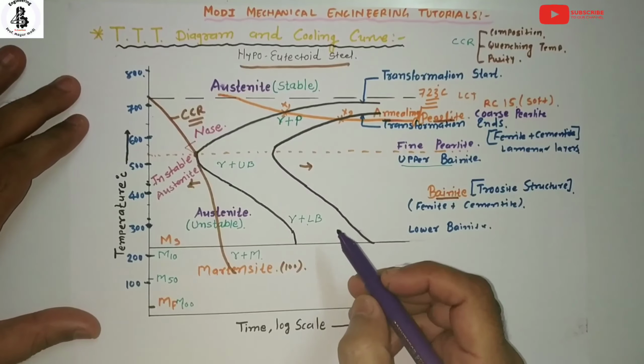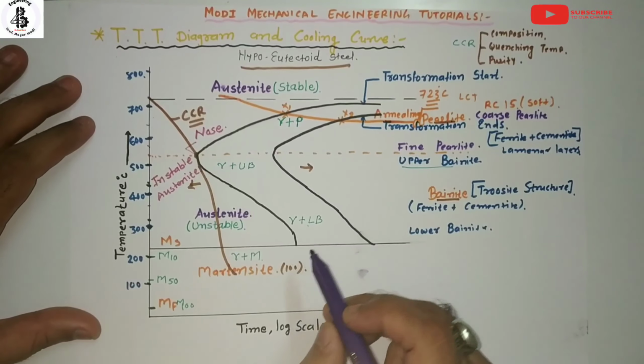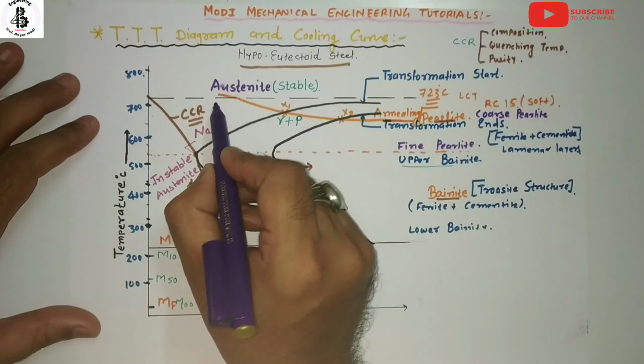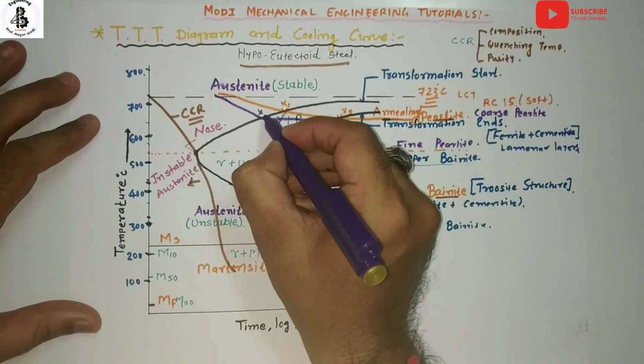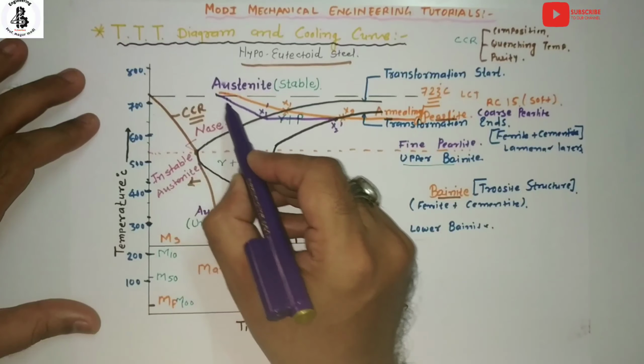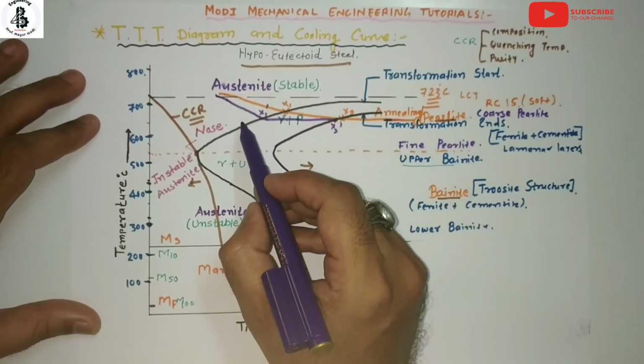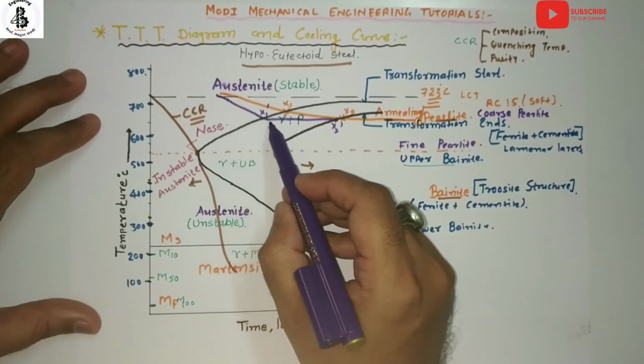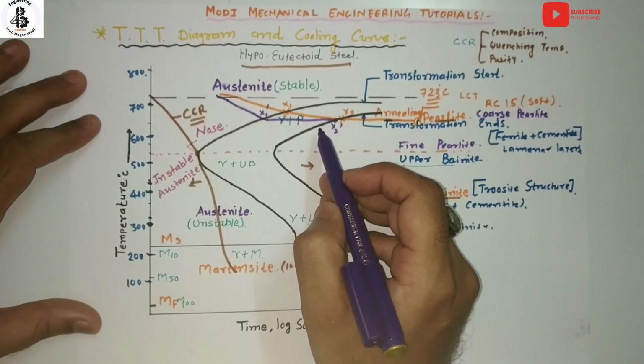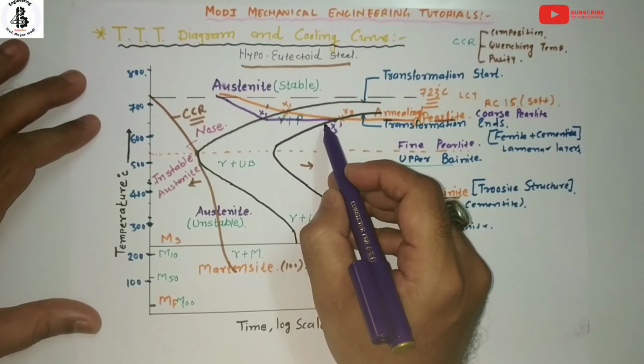Now we will discuss the isothermal transformation process. You can see the isothermal cooling curves: the specimen is taken from the critical temperature and placed into a salt bath at a predetermined temperature.